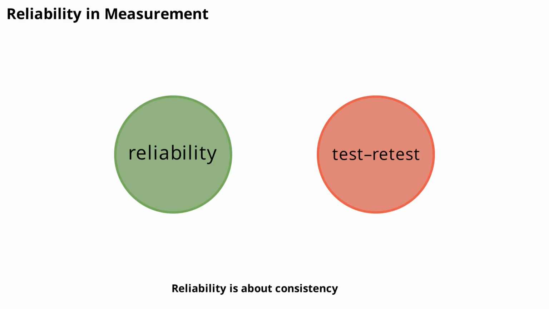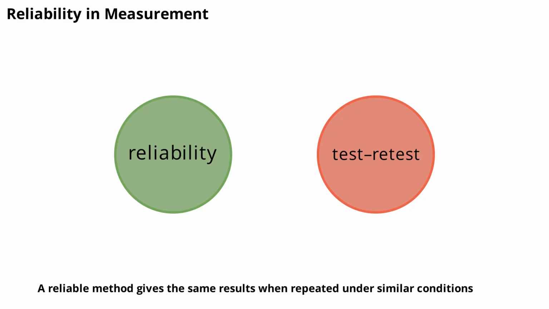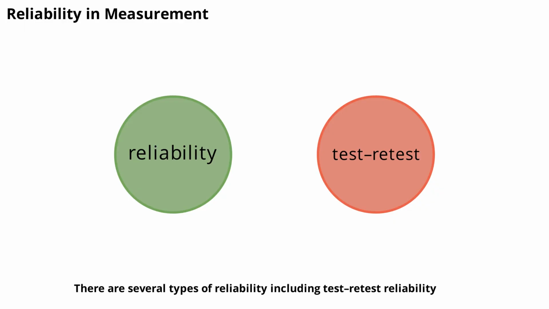Reliability is about consistency. A reliable method gives the same results when repeated under similar conditions. There are several types of reliability, including retest reliability, which checks if repeated tests yield similar results, and inter-investigator reliability, which looks at agreement between different observers.